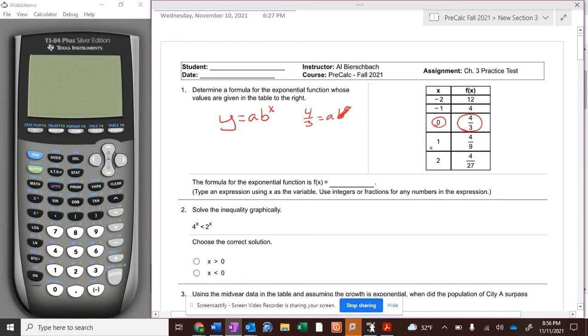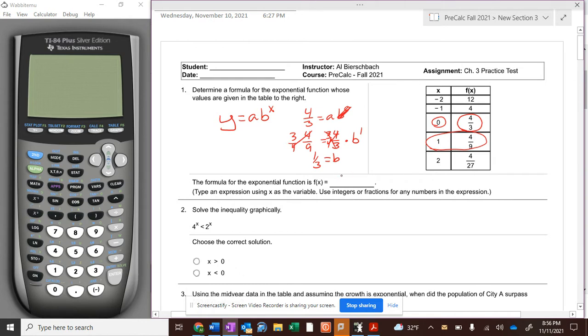Then we take the next one down, 4/9. 4/9 equals A, which is 4/3, found that out right up there, times B to the first. B to the first is just B. So to solve for B, we multiply both sides by 3/4 to get rid of the 4/3. Then B is alone. The 4's cancel. 3/9 is 1/3. So B is 1/3. So what's our function?